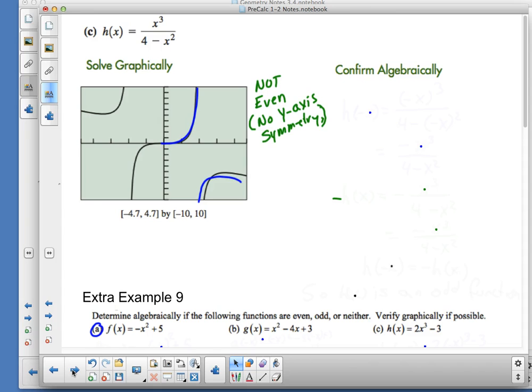So what I want to make sure of is that I know how to do the algebraic check. I take my original function, pop in the opposite of x, and evaluate. If all the signs changed, then it's odd. If none of the signs changed, then it's even. If parts of the signs change, then it's neither. So go for the evaluation and see what happens on this one for you.